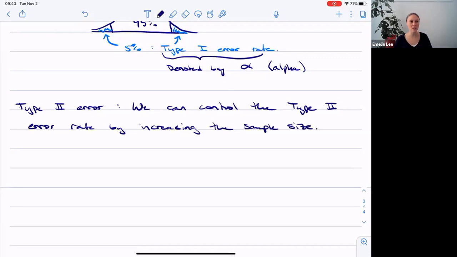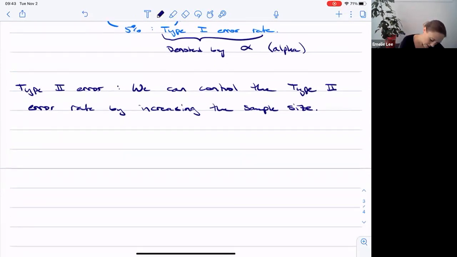What happens when we increase the sample size? If we increase our sample size, our margin of error gets smaller, right? So then we get more precise estimates. We don't have this huge spread. We kind of have this more precise estimate, and then we would have more evidence against H0.